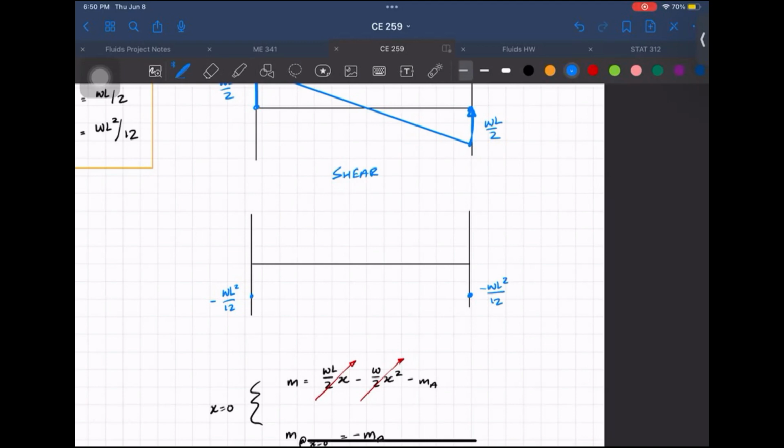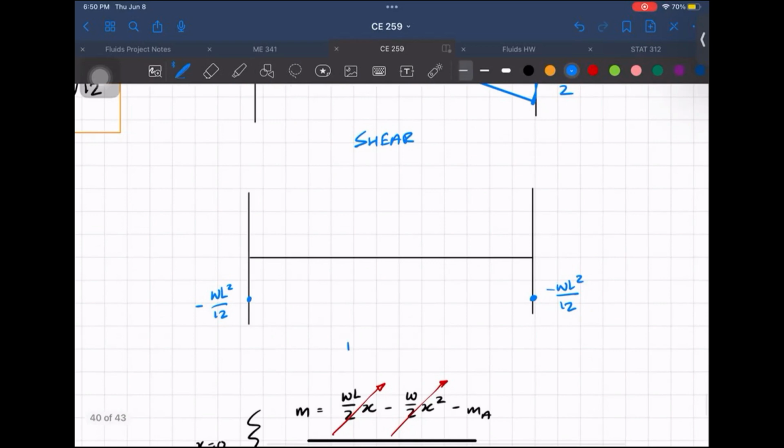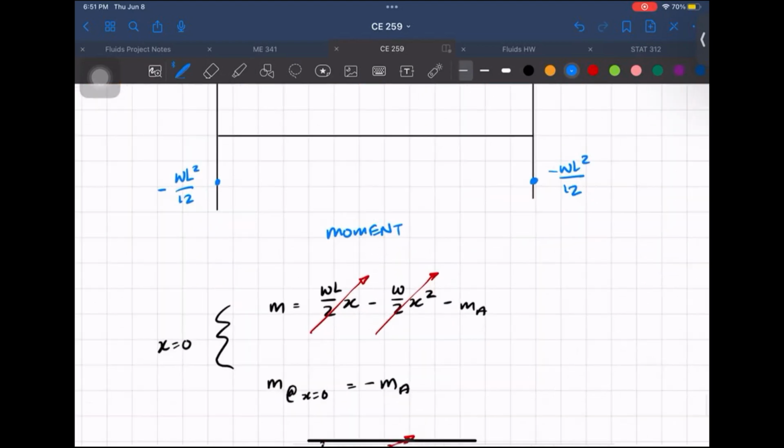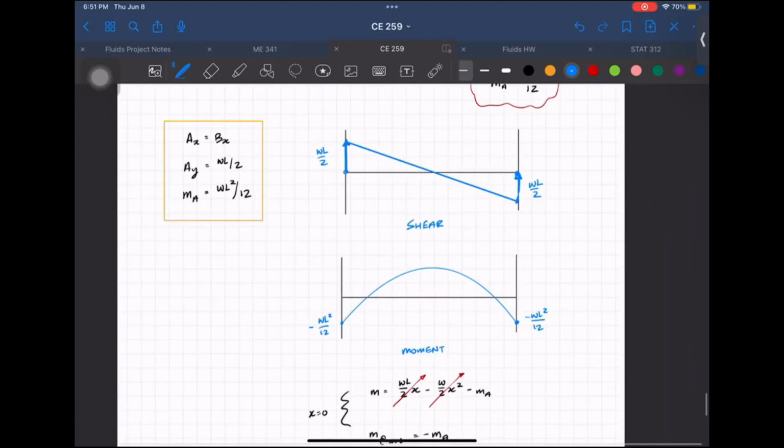Lastly, because this shear diagram is a linear line, that means that our moment has to be in the shape of a parabola. And that's kind of justified with the expression that we found here. So you just connect the two dots together in the shape of a parabola. And yeah, that's kind of how your moment diagram should look. And that's pretty much it.